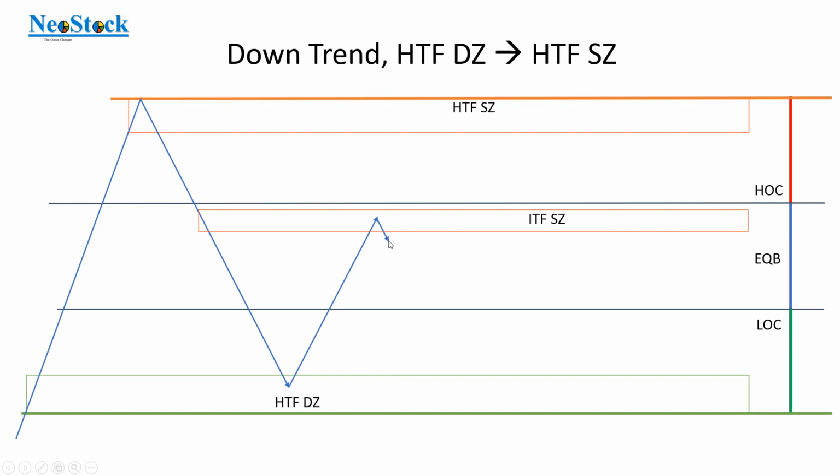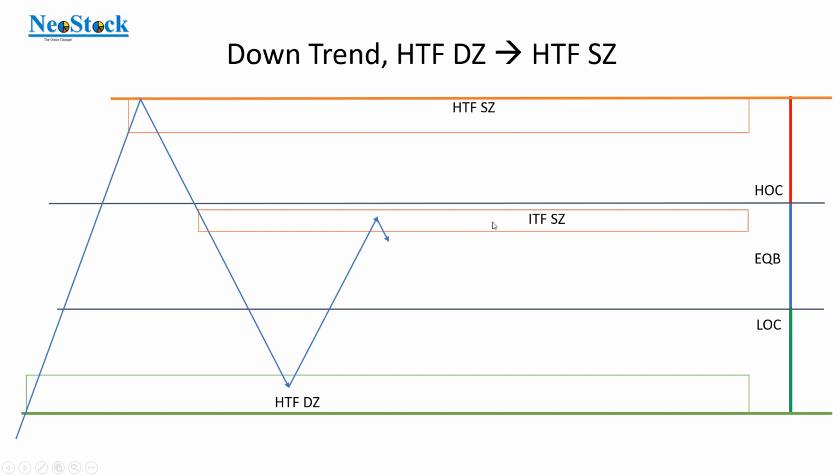Assume near the arrow mark there is some supply zone. When prices entered into that supply zone, at the time you can plan the trade. I repeat again, near the arrow mark there is a LTF supply zone, not ITF supply zone, LTF supply zone. At the time when prices entered into that LTF supply zone, you can plan the short trades. Why we can plan the short trades?